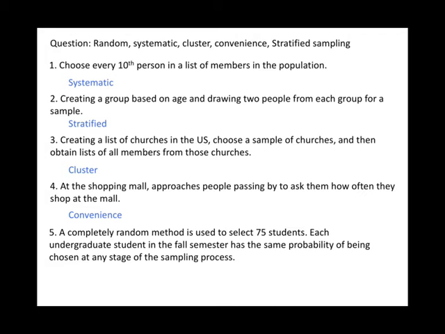Number five, a completely random method is used to select 75 students. Each undergrad student in the 4th semester has the same probability of being chosen at any stage of the sampling process. So this is going to be simple random, right? Every student in the 4th semester has the same chance of being picked.